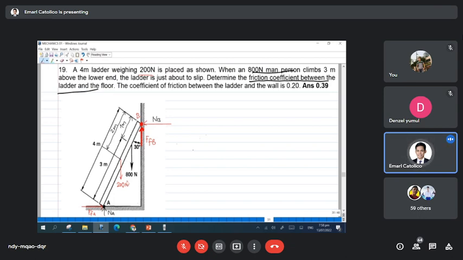Equation of F of x muna. Summation of F of x is equals to 0. So, nasan yung x component natin? Frictional force at A. Then, normal force at P. So, pa-left, therefore, minus NP is equals to 0. Therefore, frictional force at A is equals to normal force at point P. So, serve natin as equation number 1.